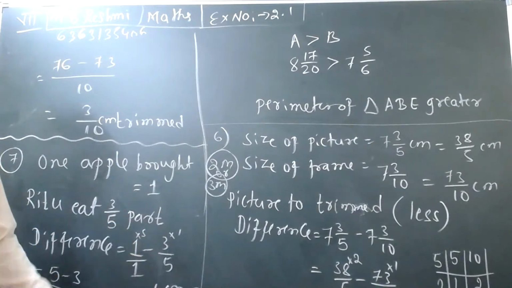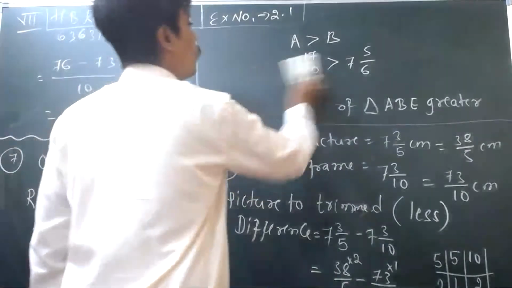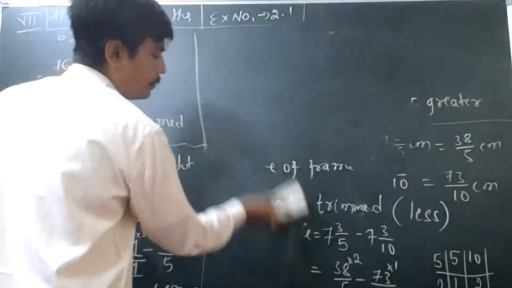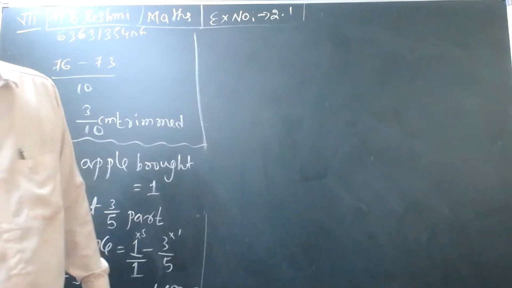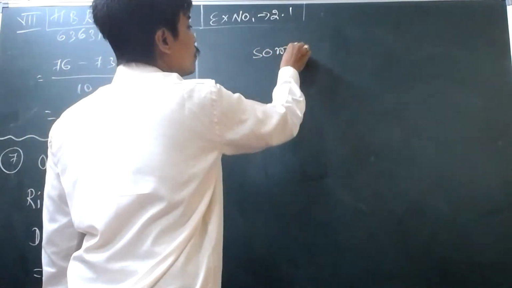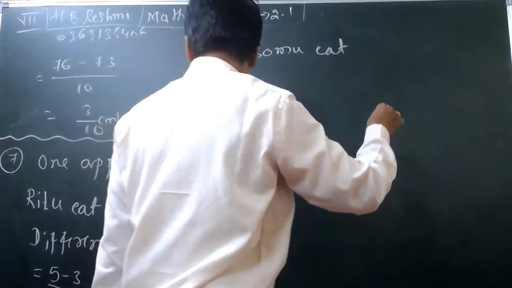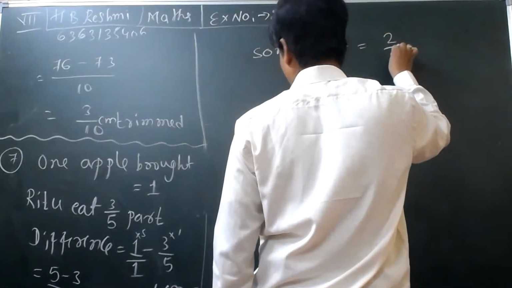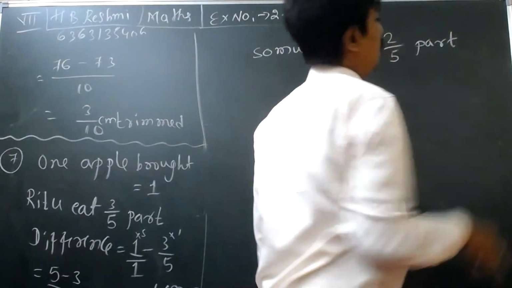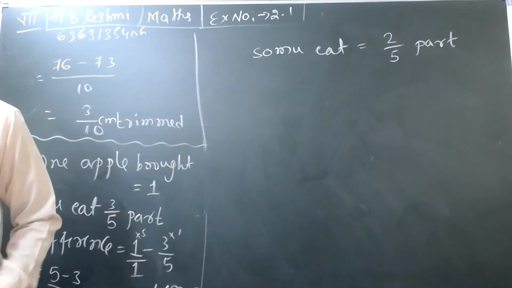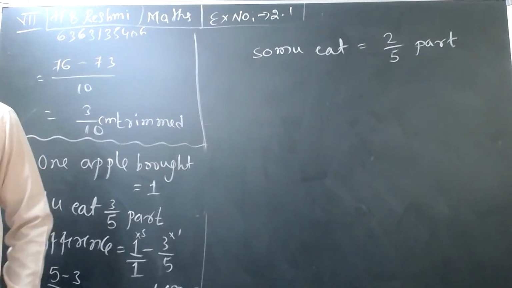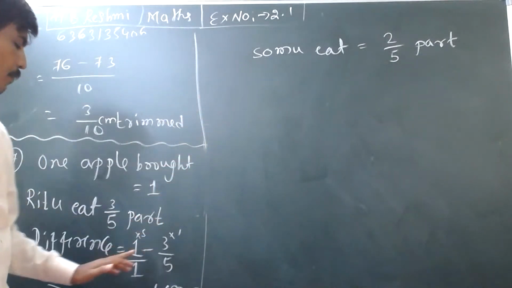Now what do we have to do? And it will be eaten by whom? Her brother. Who is her brother? Somu. Somu ate 2 by 5 part. So this is your answer. But the question is not finished with this. They are asking by how much? By how much? What we have to do is remove 2 by 5 from 3 by 5.